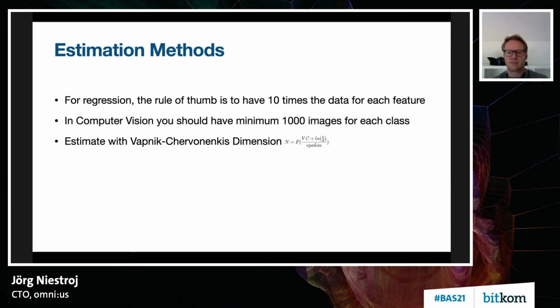And there's also the method of Vapnik-Chervonenkis dimensions, where you calculate the complexity of a model, and the result gives you the complexity of that model and the dimensions, and you can calculate the amount of data you need based on that.